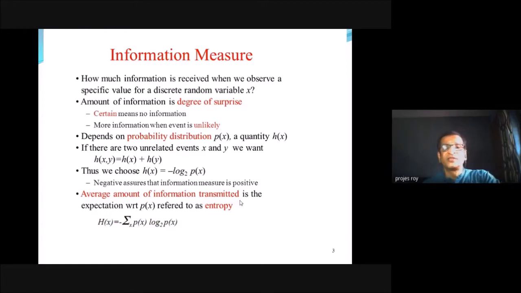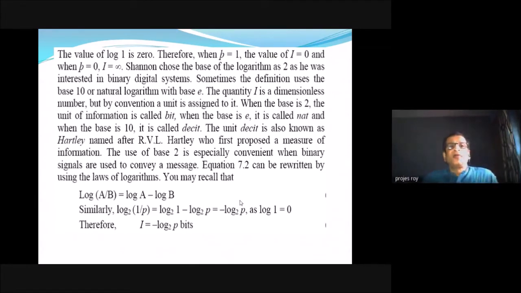The average amount of information transmitted is the expectation with respect to p(x), referred to as entropy. Here in entropy, you could understand H(x) is equal to minus sigma x p(x) log 2 p(x). Here is another example so you can understand very clearly: the value of log 1 is 0. Therefore, when p is equal to 1, the value of information I is equal to 0. And when p is equal to 0, the probability is 0.